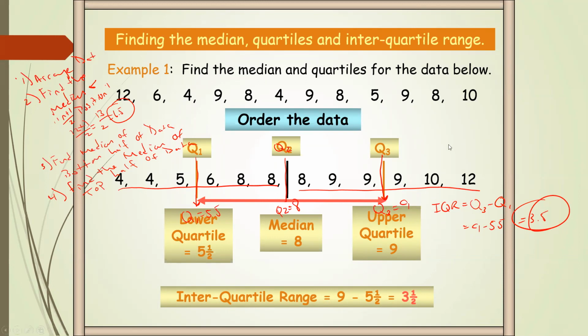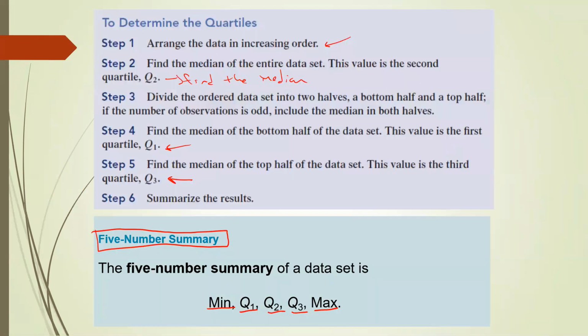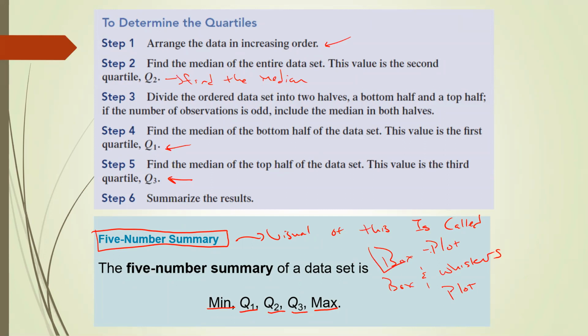Okay. So now I just want to go back for 1 second. The visual representation of this 5-number summary, it's called a box plot. All right, sometimes it's called the box and whiskers plot. Okay, but I'll always just call it a box plot for this class.